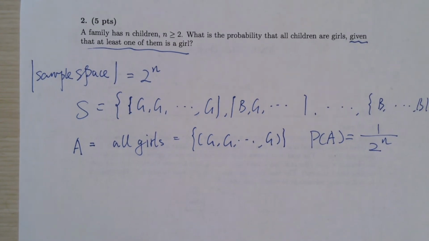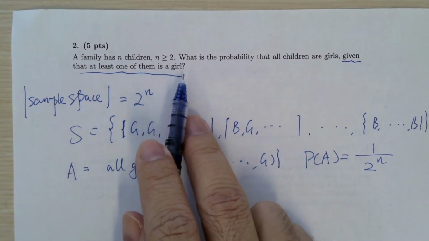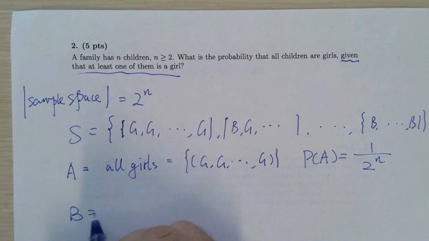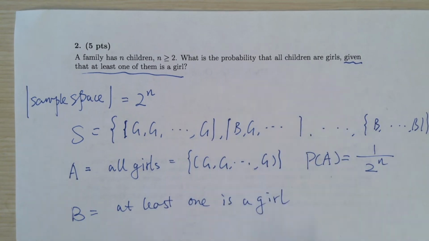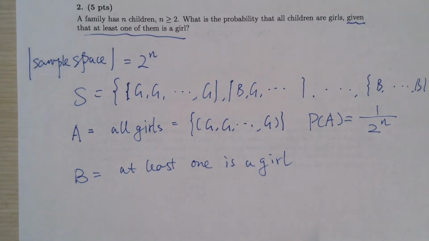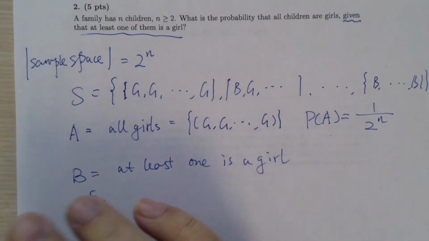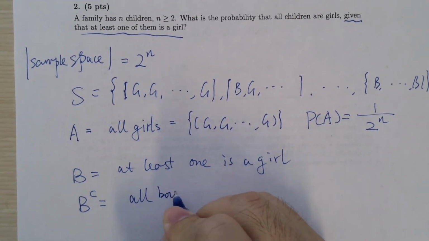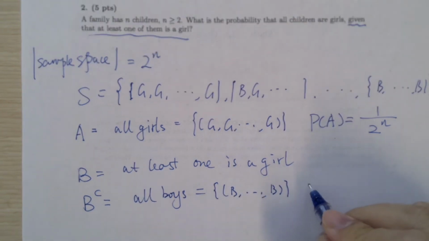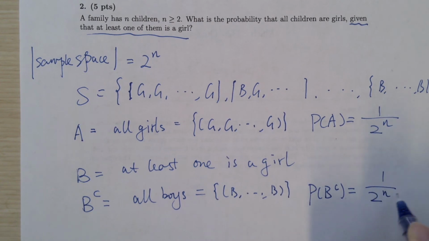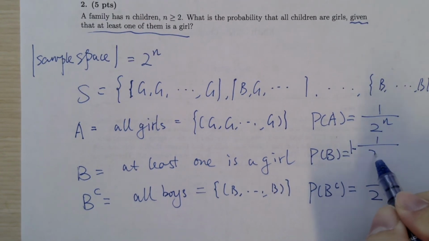And moving on, we're trying to find the probability given that at least one of them is a girl. So let's set B as the event that at least one is a girl. When you have the terminology "at least", notice that figuring out its complement is way better. The complement is that no one is a girl, so it's all boys. So the probability of B complement is also 1 over 2 to the power n, and hence the probability of B is just 1 minus 1 over 2 to the power n.